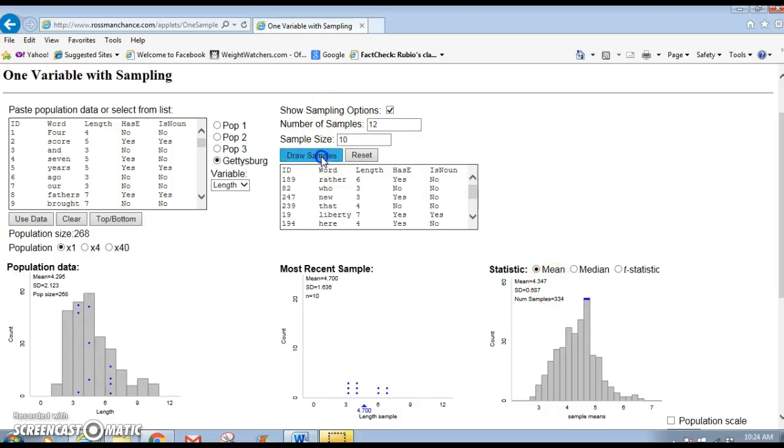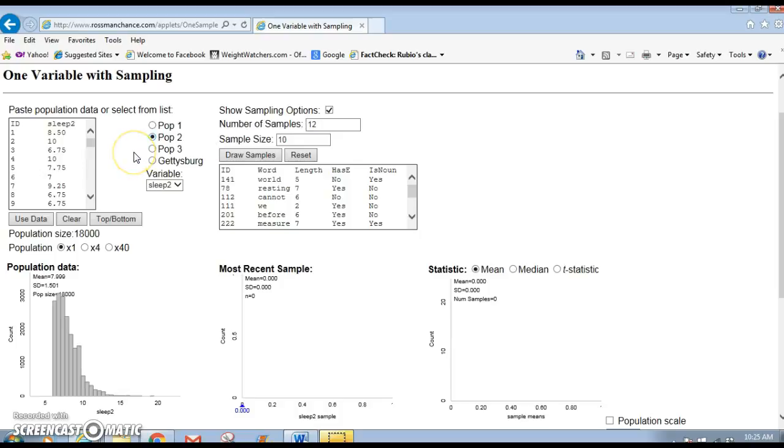So I'll take a few more samples just to show you the shape. No matter the shape of the original distribution, the original population, the shape of the sampling distribution of the means will always be unimodal and symmetric. To emphasize that point even more, you could change your original population. So instead of working with the Gettysburg address, you could select population 2 here, which has a very right-skewed distribution. So I think we're talking about the number of hours of sleep each night.